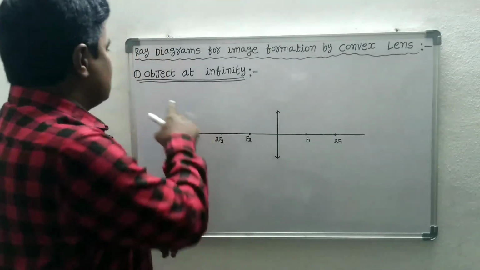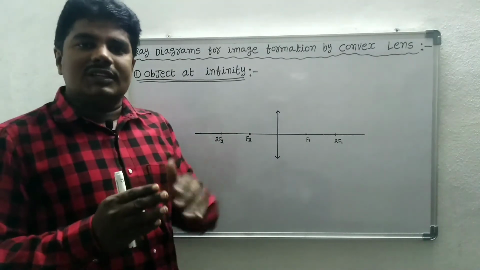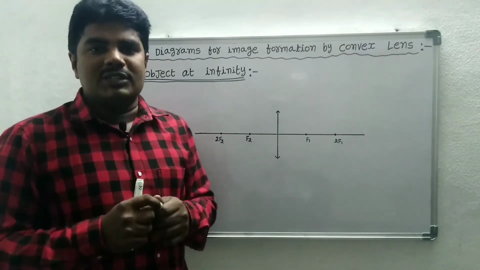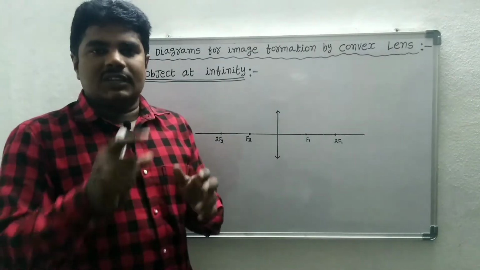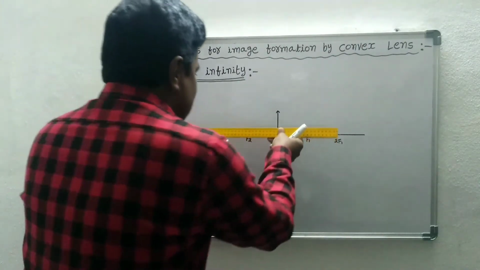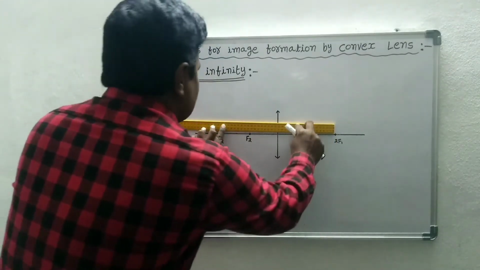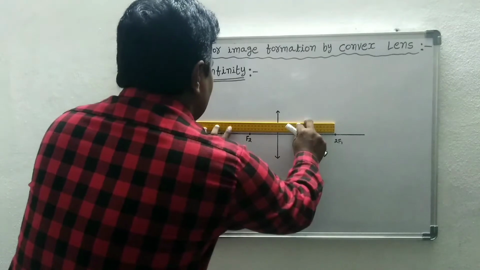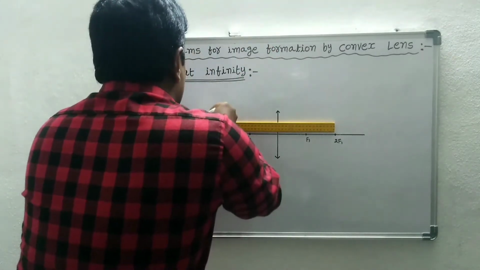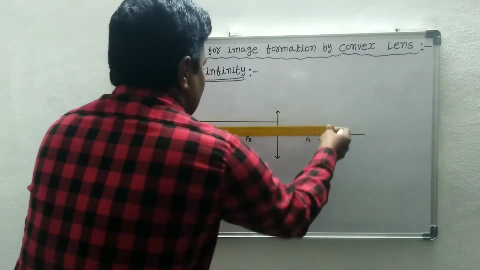The first one is object at infinity. When the object is at infinity, we get the light rays parallel to the principal axis. So first we draw the light rays parallel to the principal axis. So this is the principal axis. To that principal axis, we draw the light rays like this.